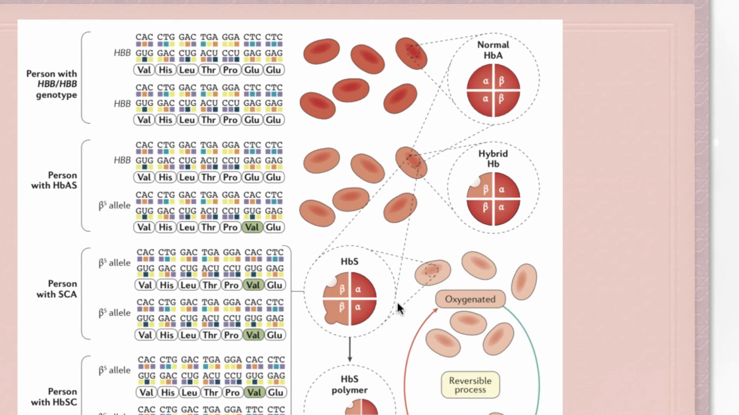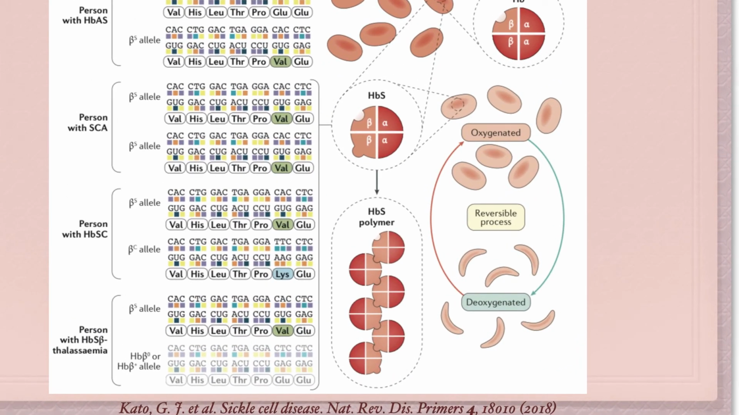These 3 persons will have the disease. First one has 2 alleles affected by beta hemoglobin S. Then this patient has 1 hemoglobin S allele and 1 hemoglobin C allele. Then this patient has 1 allele of hemoglobin S, and the other is hemoglobin null beta allele or hemoglobin beta plus allele, which are 2 variants of beta thalassemia disease.